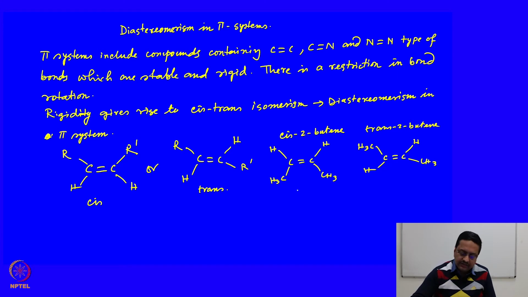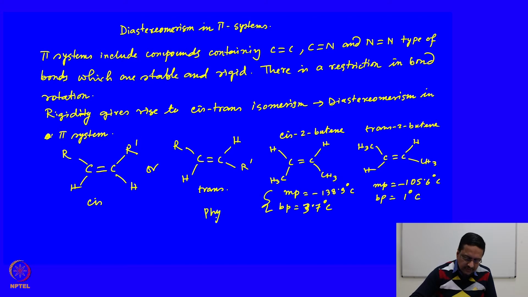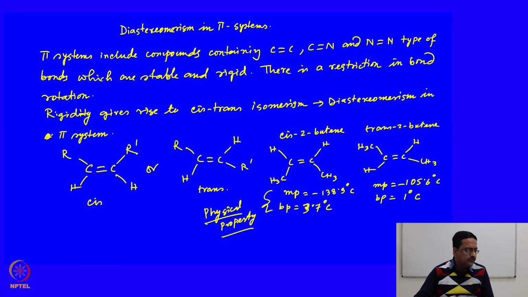These two compounds differ in their melting points. Cis 2-butene melts at minus 138.9 degree centigrade, whereas trans 2-butene melts at minus 105.6 degree centigrade. Similarly, the boiling point of cis 2-butene is 3.7 degree centigrade, whereas the boiling point of the trans isomer is about 1 degree centigrade. So, this difference of physical property can be utilized to identify these two isomers, cis and trans 2-butene.